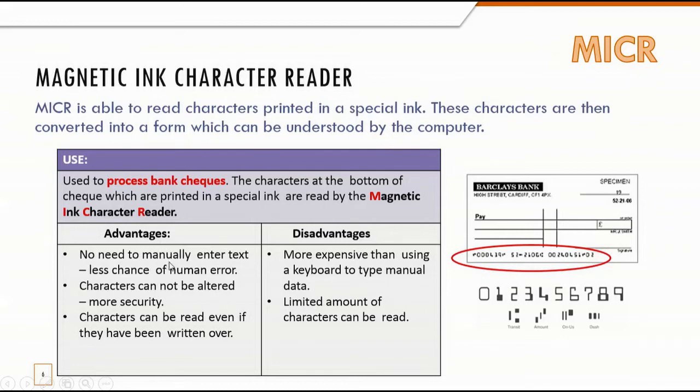The advantage is that you don't have to manually enter any text, so there is no human error. Nobody can alter the characters. This is a special ink, and even if somebody writes over it, because it's a special ink, the character reader can still read it. The disadvantage is that it is more expensive and only a limited amount of characters can be read by it.